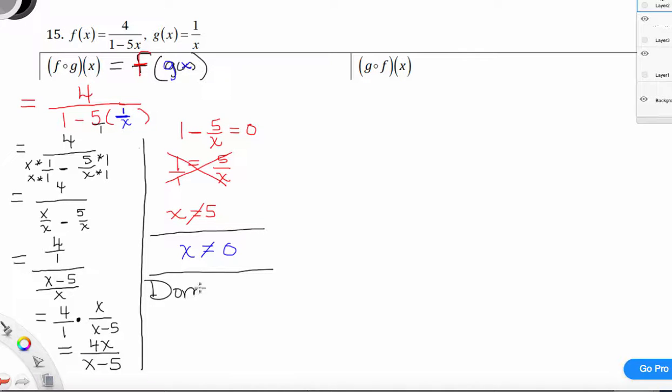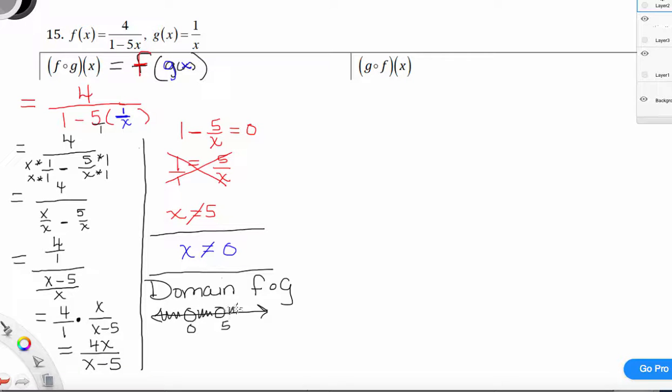So the domain of f of g is going to be everything but 0 and 5. And on a number line, 0 comes first, 5 comes second. Those are excluded from our domain, but we get everything else.